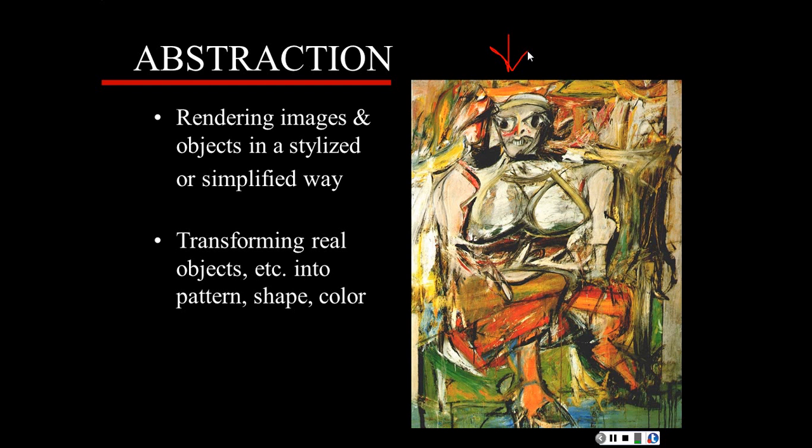For example, this is a painting by Willem de Kooning. And he did a whole bunch of portraits of women, which this is one of. And although he was supposedly happily married to the same woman for 40 years, he seemed to really have a negative impression of women.